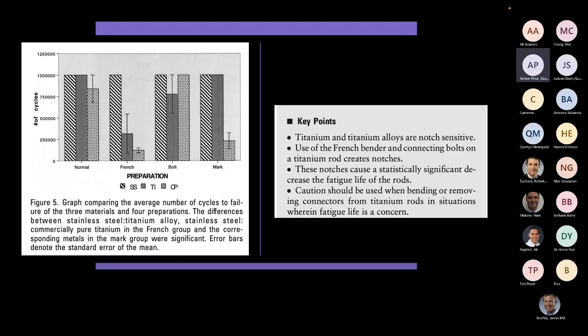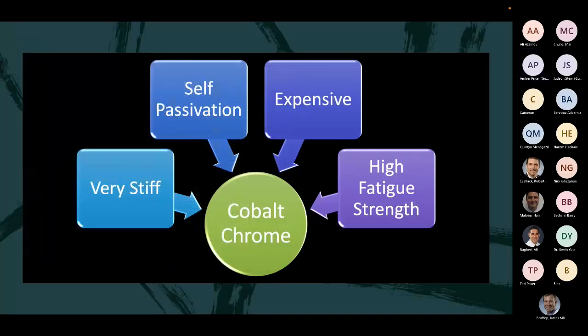So in the paper, they kind of caution that if you're doing repetitive rod bending for a titanium rod in order to get it to fit, you may want to consider exchanging that rod if you've overbent it too much, because you've significantly decreased the fatigue life of the rod itself.